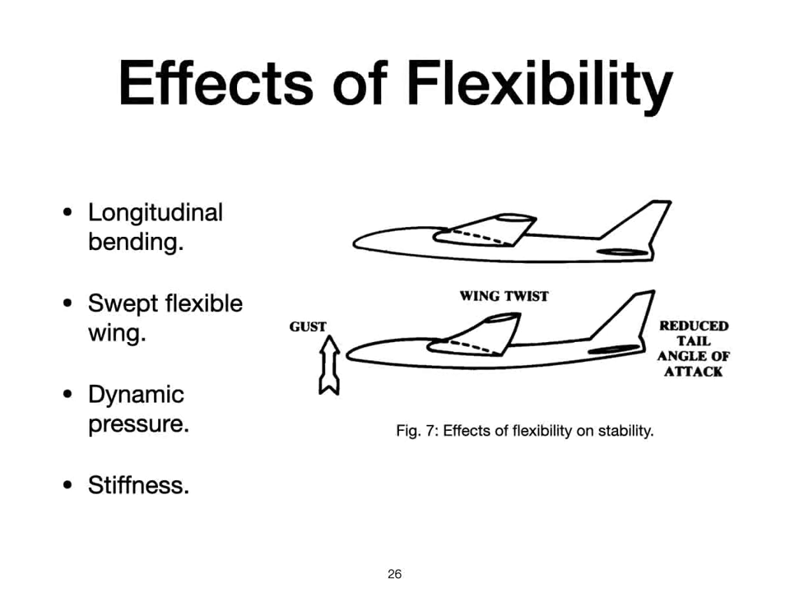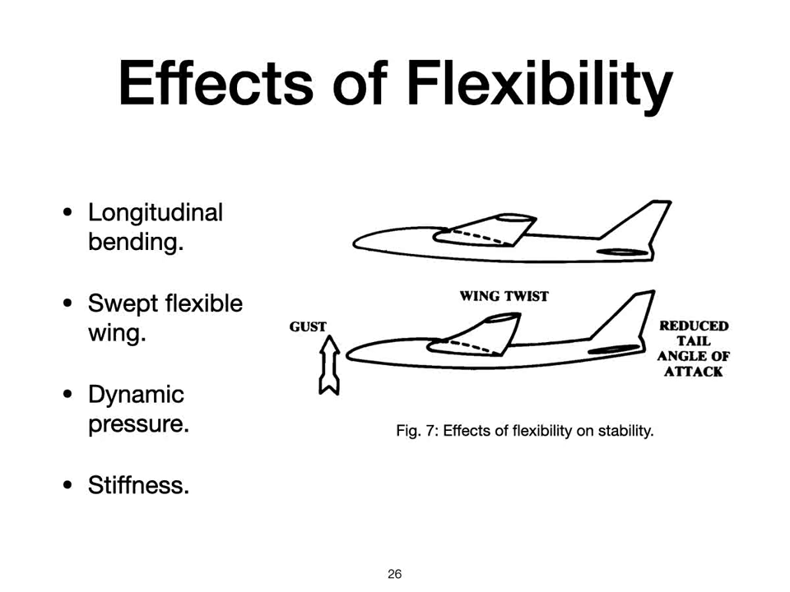Effects of flexibility. First one, longitudinal bending. If the fuselage is flexible in longitudinal bending, the horizontal tail incidence angle will reduce when the aircraft angle of attack is increased. Second one, swept flexible wing. It will deflect such that the wingtips have a reduced angle of attack compared to the rigid aircraft.